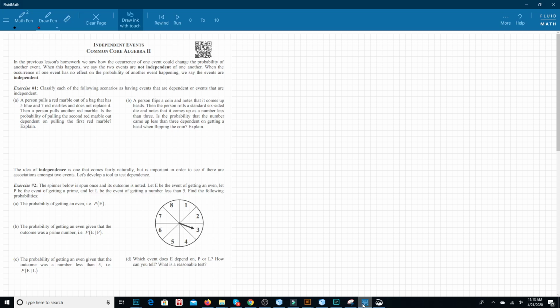Example 2 says a person flips a coin and notes that it comes up heads. Then the person rolls a standard 6-sided die and notes that it comes up as a number less than 3. Is the probability that the number came up less than 3 dependent upon getting heads when flipping a coin? Explain. No, absolutely not, because one is a die, the other is a coin. They aren't even connected to each other. So that's totally out of it.